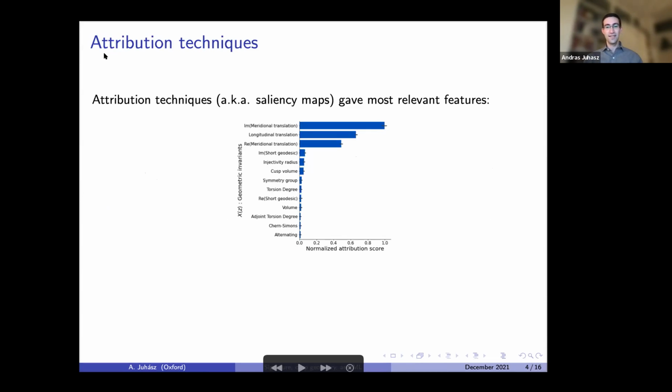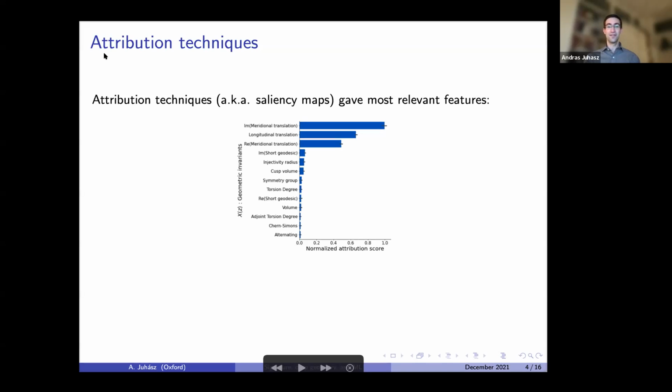Now, here is an example of some of the geometric quantities that we considered. And so remember, we were trying to predict the signature. And then there are the so-called attribution techniques, which are also known as saliency maps, where you can figure out which of the input features, so which quantities, are most predictive of what you are trying to estimate, namely the signature. And basically you are just taking partial derivatives with respect to these quantities.